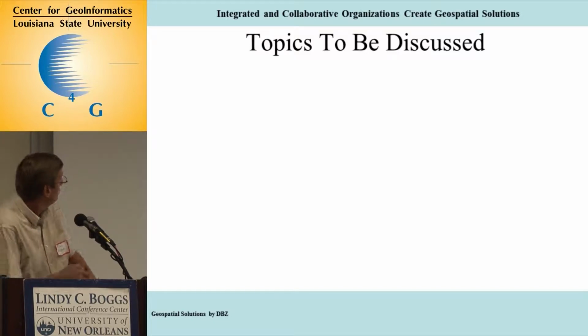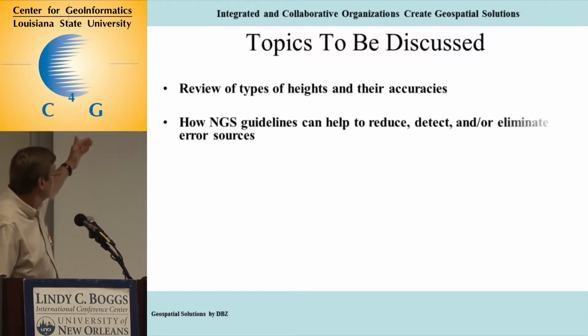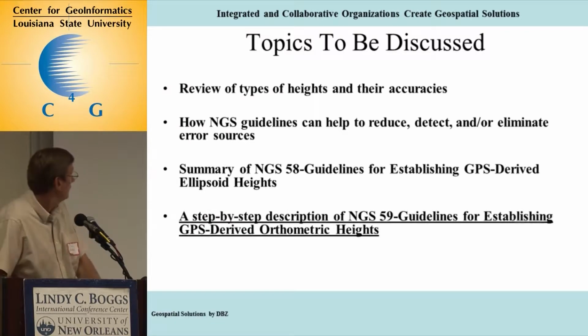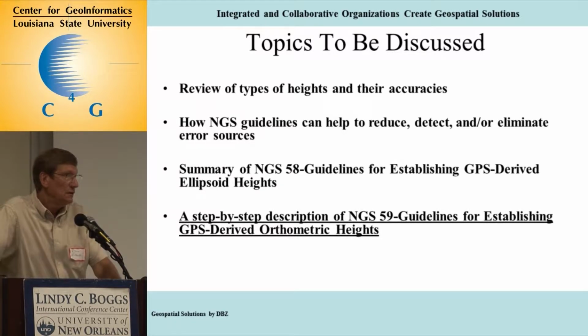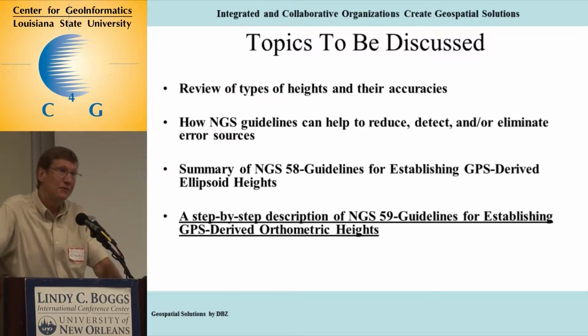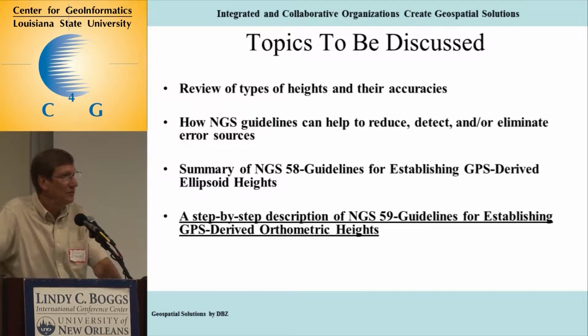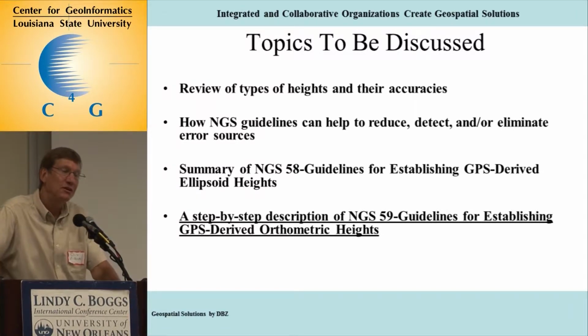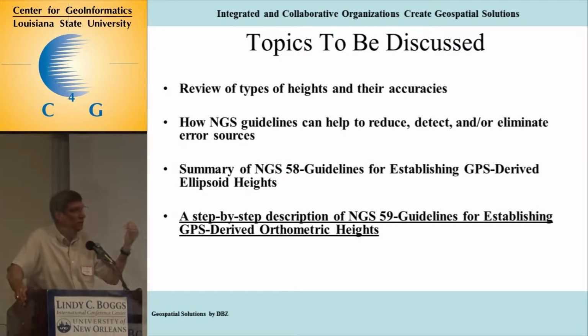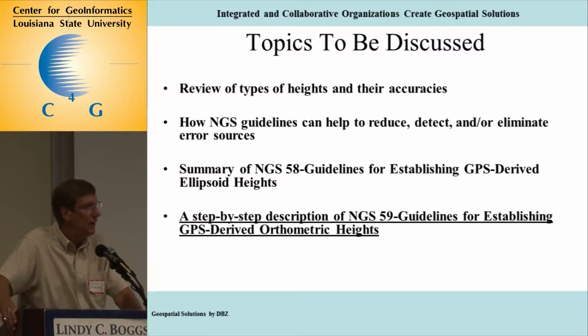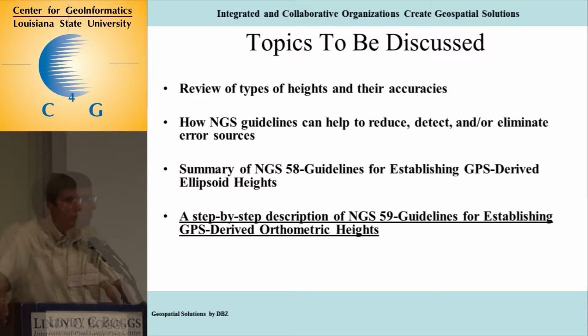We went through and talked about all the way down to NGS 58, the guideline for ellipsoid heights. And now, for the next, unfortunately, couple hours, you will be listening to us talk about ellipsoid or orthometric heights. In there, I will talk a little bit more about the geoid model. Not much, because Jerry's going to address it in a lot more detail.